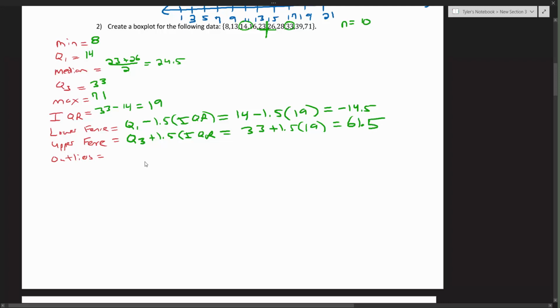Right. So then let me erase values up here. We think about where the lower fence is going to be. The lower fence is going to be somewhere over here. This is where the lower fence is. But the upper fence is in between 39 and 71.